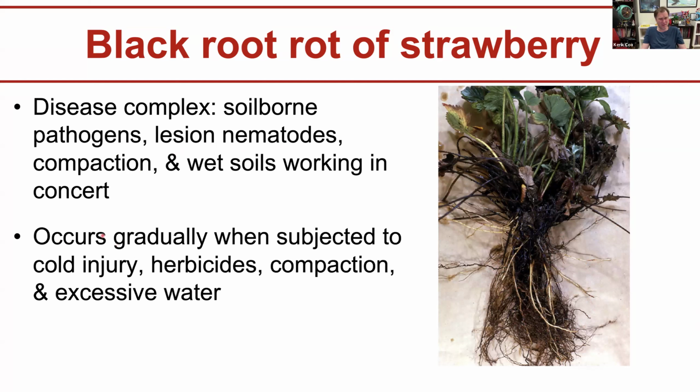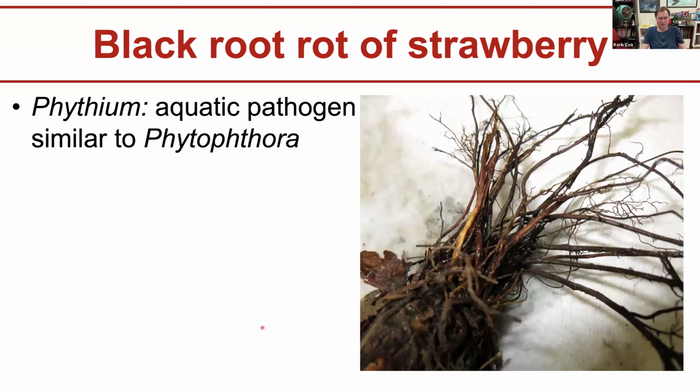And this will happen over time. It's really gradually occurring if you have the plants in the field for multiple years. Cold injury, herbicides, compaction. Herbicides don't have to kill the strawberry. They just have to weaken it. Excessive water, a lot of work in there, people stomping, tractors and stuff moving. And as I mentioned before, it's pythium. It's kind of like Phytophthora.